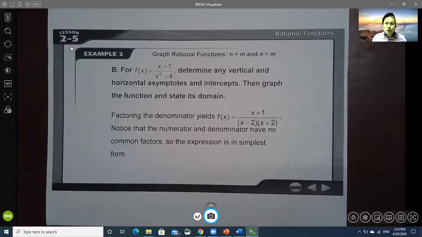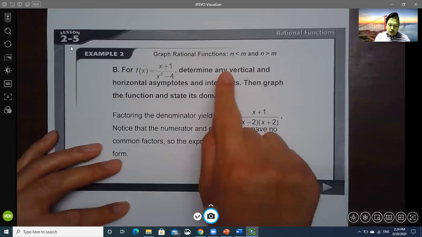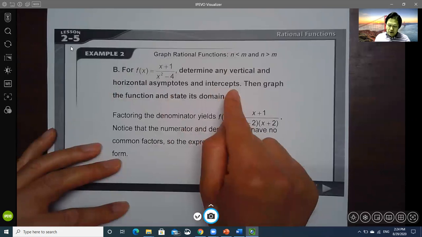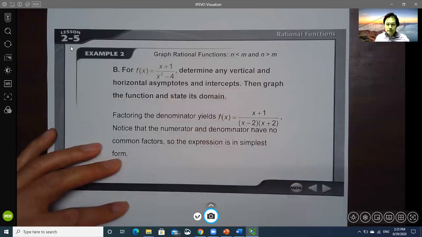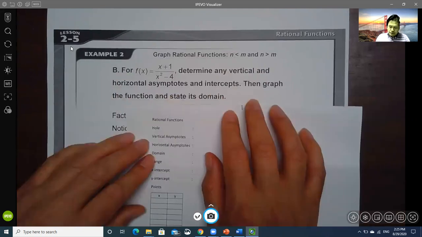Hello, 2.5 pre-calculus part 2. For f of x equal to the following, determine any vertical and horizontal asymptote and x-intercept, y-intercept, then graph it. State the domain. Okie dokie, so let's get started here.